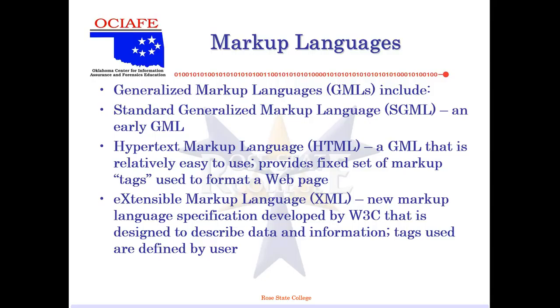Now we're in the extensible markup language, which is being further defined by the W3C, and it allows the user to create their own tags instead of the standard B, U, I, whatever. You can create them to be whatever you need them to be. That's what we call XML.